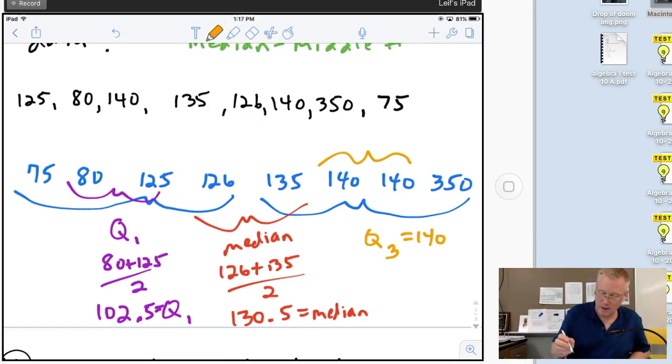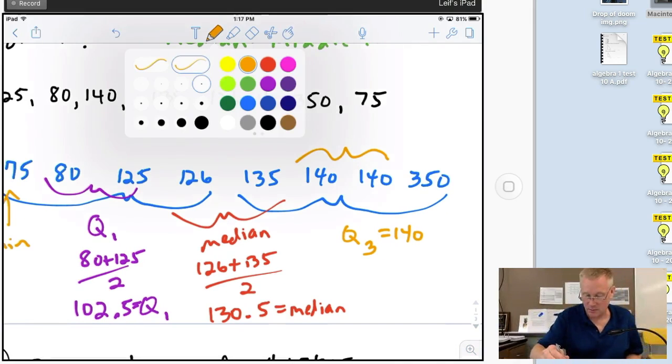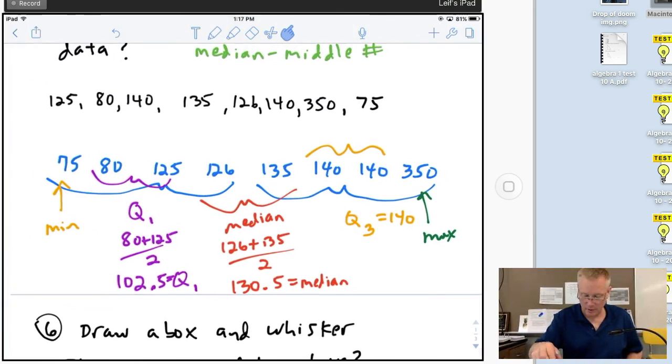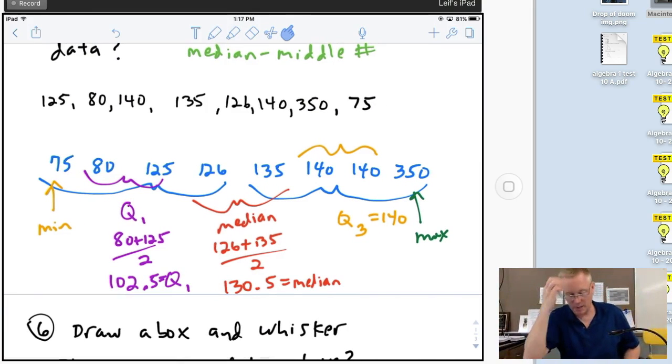All right, next. I need the maximum and the minimum. This is nice and easy. The minimum is the smallest number in the data. The maximum will be the biggest number in the data. I shouldn't use blue, I already got that going. Green. My maximum, okay? So I'm gonna write down these, I got these numbers written down right here. And now I'm going to make a box and whisker plot.